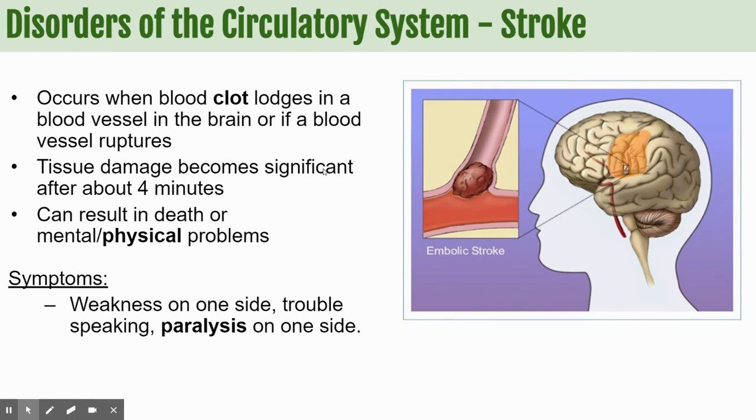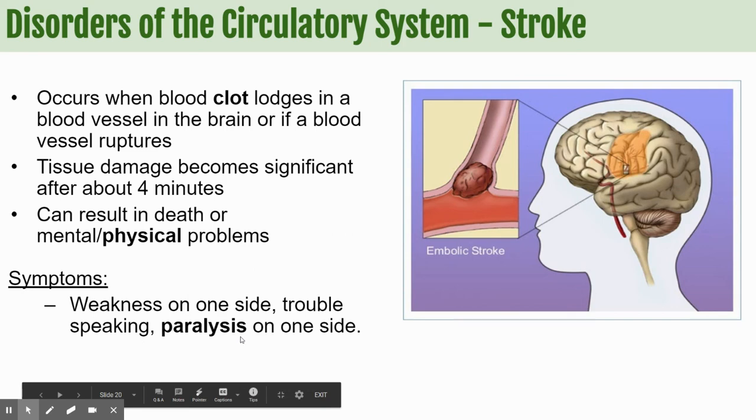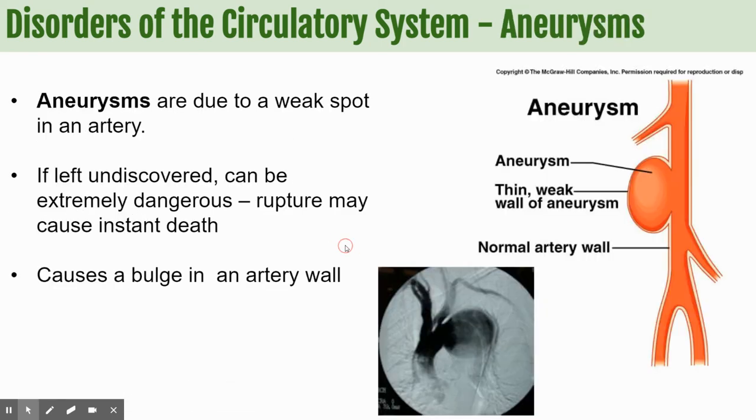Stroke. Same idea as a heart attack, but instead of blocking the artery to the heart, you're blocking an artery to the brain, some kind of vessel there. So if you block that area of the brain too long and it doesn't get fed by the blood and nutrients and oxygen, it will die and cause tissue damage, and it might not be coming back. We talk about damage becoming significant after about 4 minutes. Some of the symptoms of a stroke are weakness to one side, trouble speaking, and paralysis on one side.